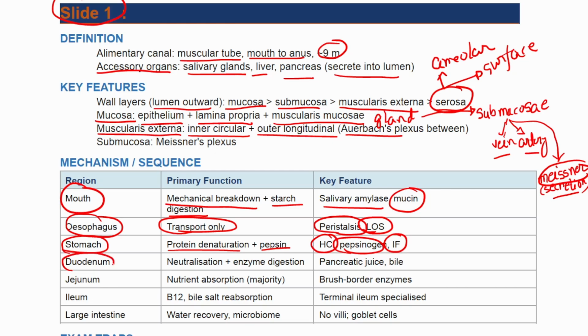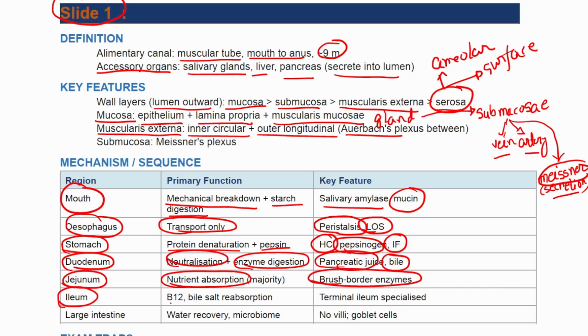The duodenum drives neutralization and enzyme digestion via pancreatic juice and bile. The jejunum executes the majority of nutrient absorption using brush border enzymes. The ileum specializes in vitamin B12 and bile salt reabsorption. That's why in key feature it is written terminal ileum is specialized for this B12 and bile absorption.